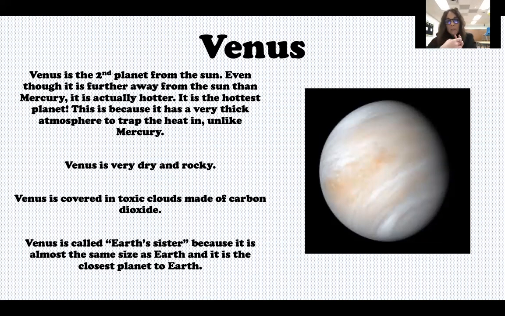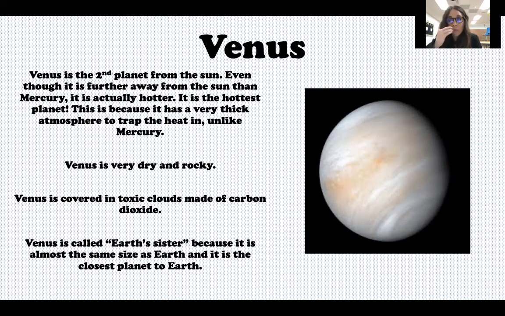So even the part that's facing away from the sun stays warm because it's kind of like a blanket trapping the heat in instead of letting it all escape like Mercury. It's very dry and rocky, and the atmosphere is actually a very thick layer of toxic clouds made of carbon dioxide.